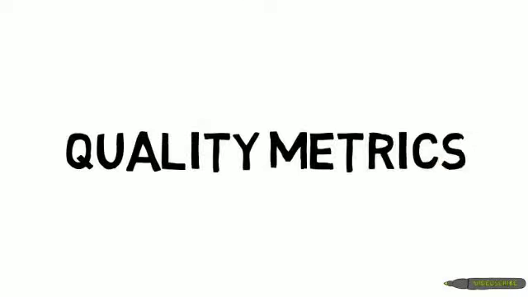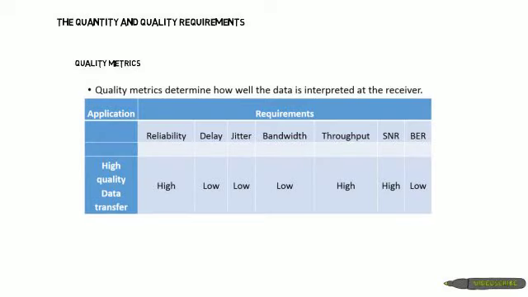Quality metrics determine how well the data is interpreted at the receiver. For good performance of the link, we would want a high reliability, throughput, and SNR. However, we would want a low jitter, delay, and bit error rate. For this application, the bandwidth should be low as there would not be many users at sea.